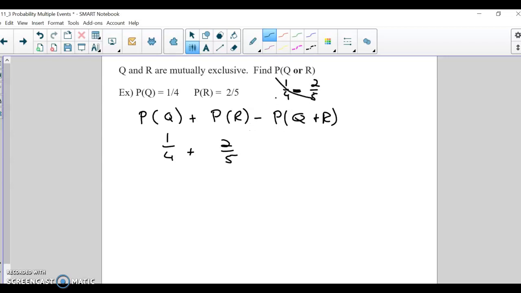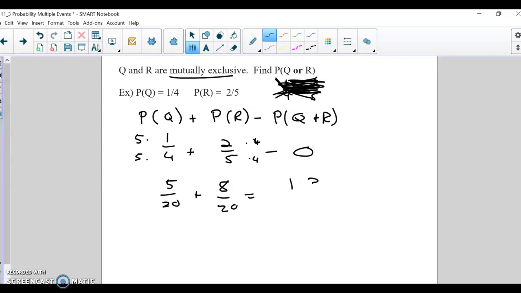Oh, you know what? You know what the chances are they happen together? That is 0, right? Because it says they're mutually exclusive, so there is no overlap. They don't ever happen together. So I should have been more careful when I was reading that. Okay, so I need a common denominator. Maybe I'd use 20. So 1/4 is 5/20. So if we take this times 5, and then take this one times 4 on top and bottom, that would be 8/20. So altogether, that is 13/20 chance that Q or R happen.